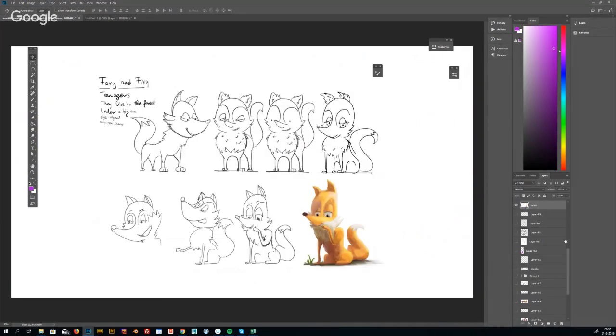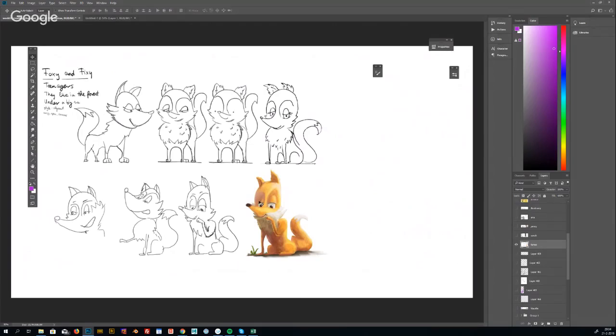Hey, Thomas. Oh, awesome that you're here. So you created a character, Foxy and Fixie. Teenagers, they live in the forest under a big tree. Curious, elegant, easy open. So yeah, that's really cool. So try out.